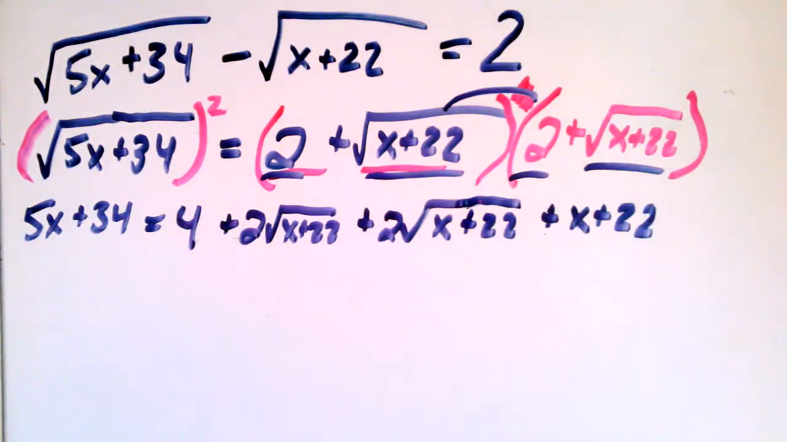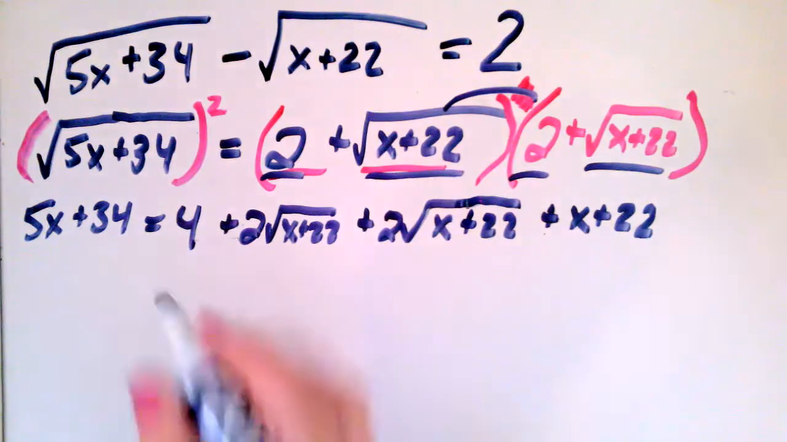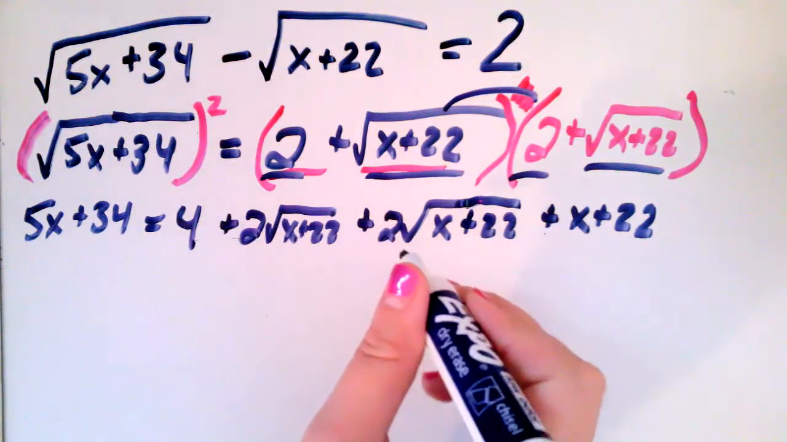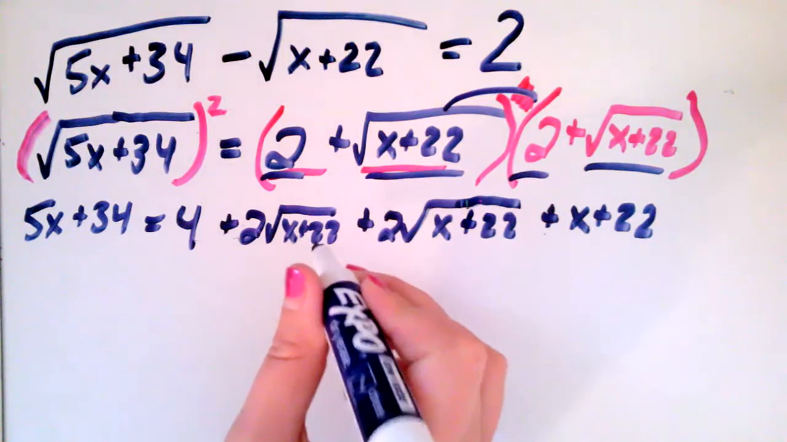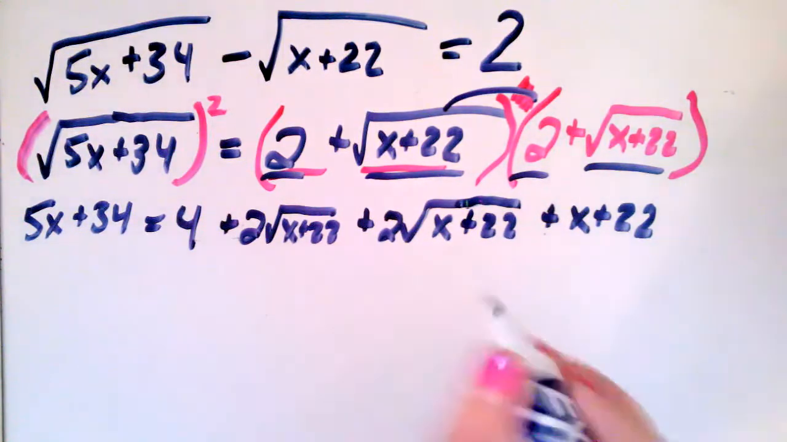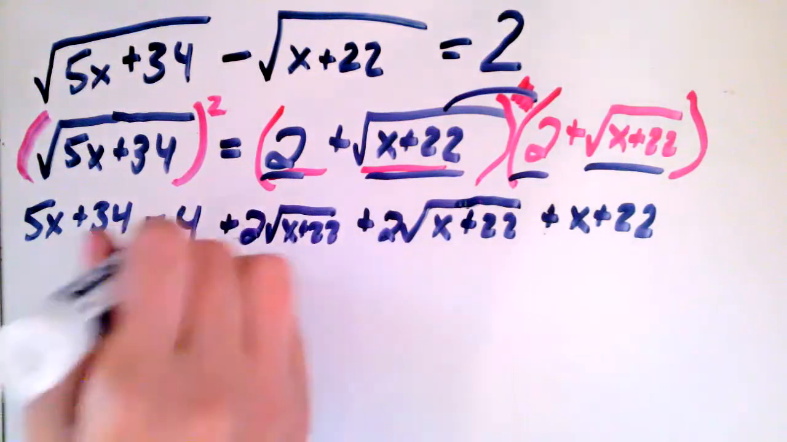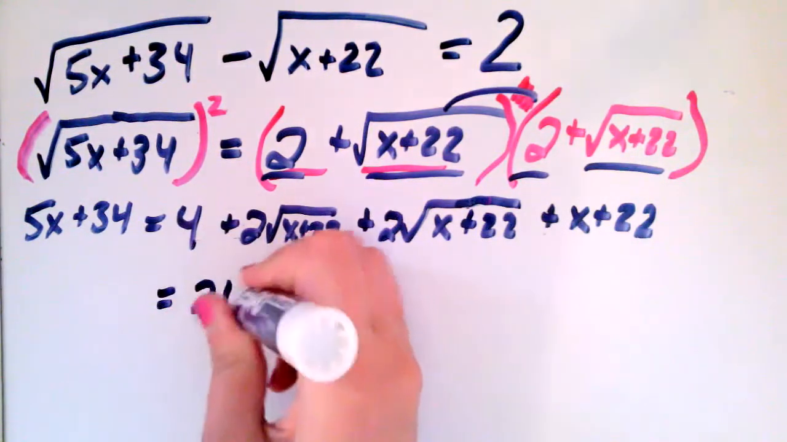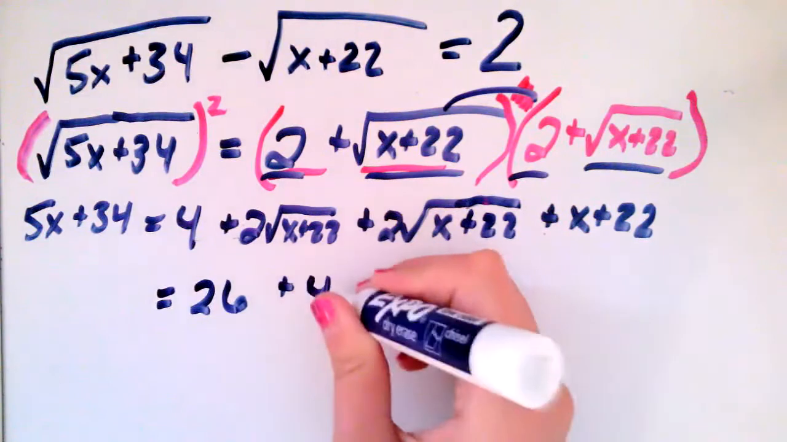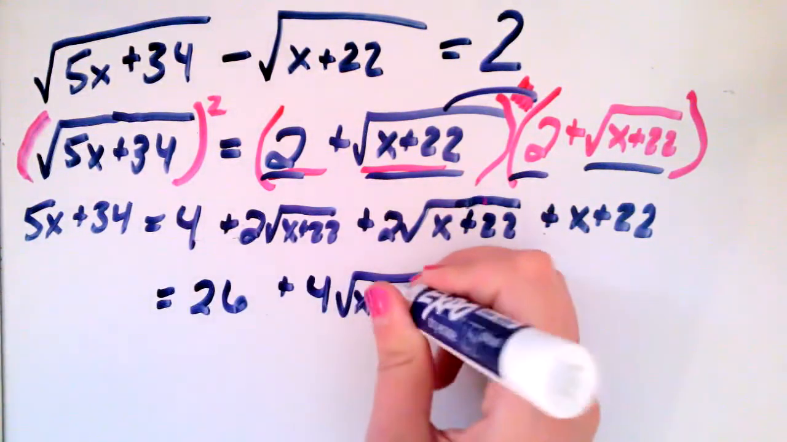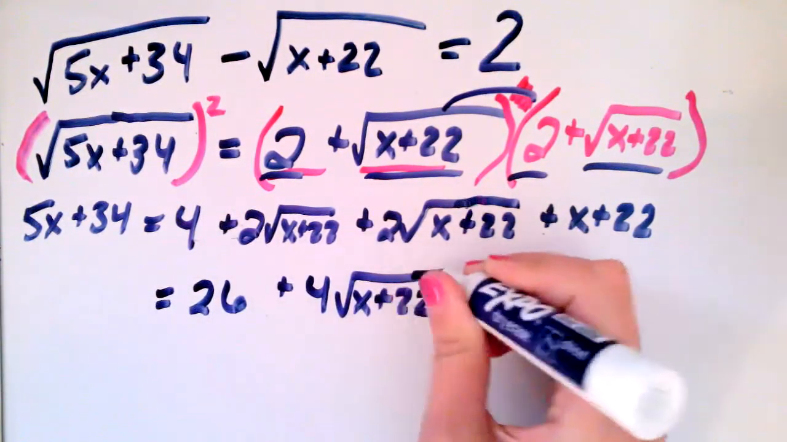And so now I could clean this up a little bit. The two radicals are the same, right? So I have two square root of x plus 22s and another 2. So I can get those together as like terms. And then I have my numbers that are like terms. The 4 plus 22 is 26. So I have 4 of these radicals, kind of like when you have 2x plus 2x.